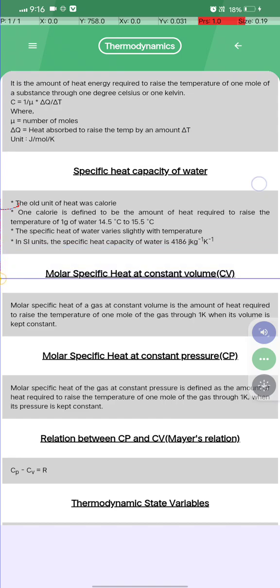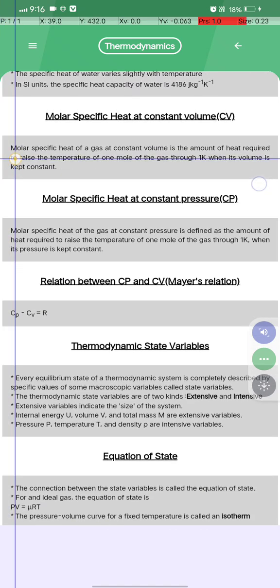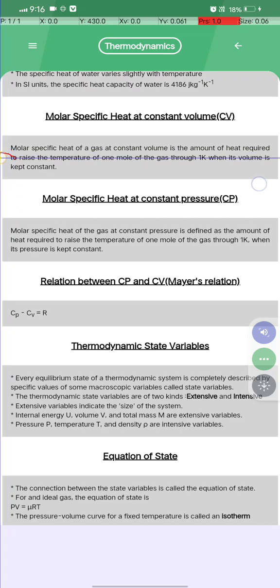मोलर स्पेसिफिक हीट एट कांस्टेंट वॉल्यूम CV क्या होता है? Molar specific heat of a gas at constant volume is the amount of heat required to raise the temperature of 1 mole of the gas through 1 Kelvin when its volume is kept constant. अब उसके बाद अगला हमारा मोलर स्पेसिफिक हीट एट कांस्टेंट प्रेशर CP. Molar specific heat of the gas at constant pressure is defined as the amount of heat required to raise the temperature of 1 mole of the gas through 1 K when its pressure is kept constant.